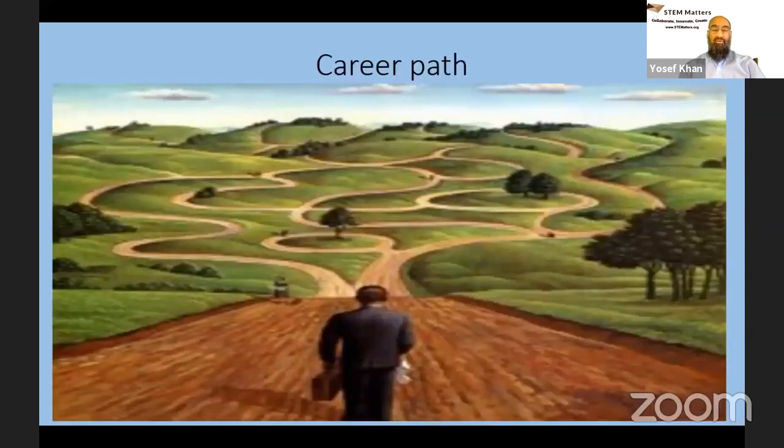And so the career path to public health is very, very wide, very broad. Many, many careers touch upon public health, and there are many, many career paths.